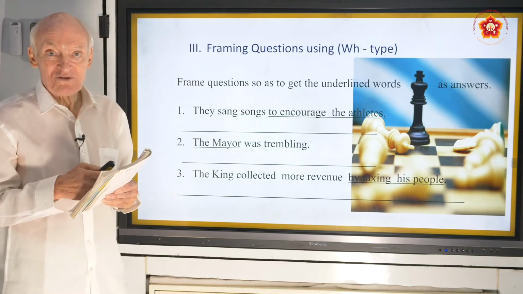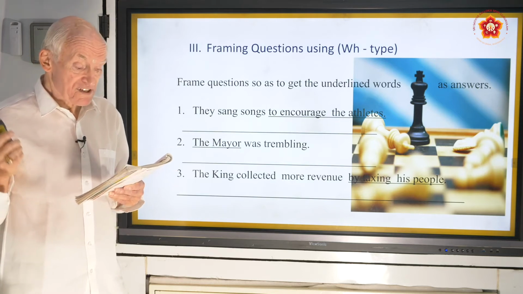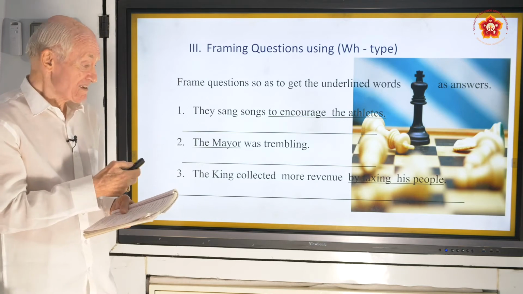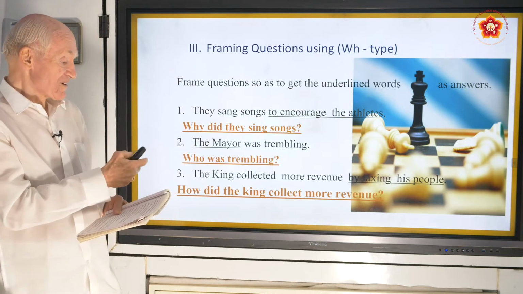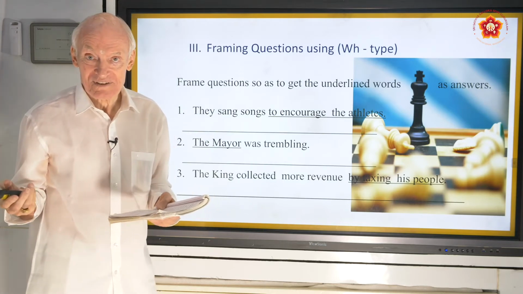The mayor was trembling. So we want to know why the mayor was trembling. So what is our question? Our question is, who was trembling? Who was trembling? The mayor was trembling. So we've asked the right question.